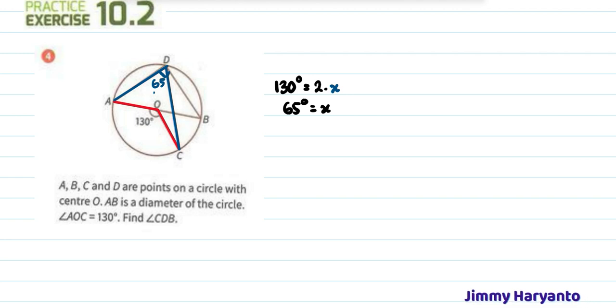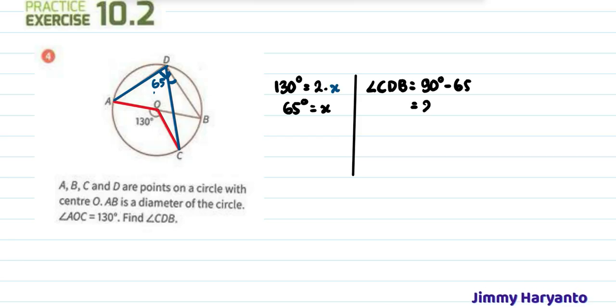The question wants you to find CDB. Okay, so to find CDB, angle CDB equals to, we already know that this one is 90 degree. That means CDB will be 90 degree minus 65 equals to 25 degree. So the CDB equals to 25 degree.